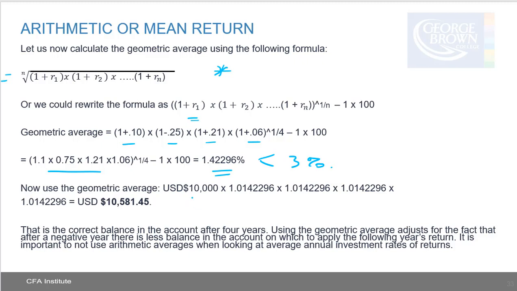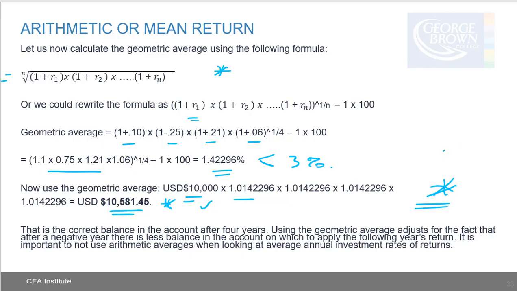So using that geometric average, if we take that $10,000 and do it the easy way, multiply it by 1.0142296 4 times, you could see that the balance is $10,581.45, and that's the correct balance that we would have if we started with $10,000 and in the first year had a 10% return, second year negative 25% return, third year positive 21% return, fourth year positive 6% return. And that's why we use geometric averages when we're looking at investments. So that's the correct balance in the account after 4 years.